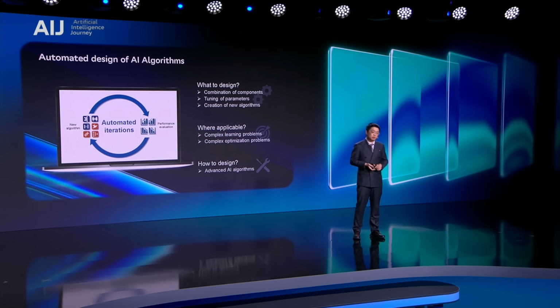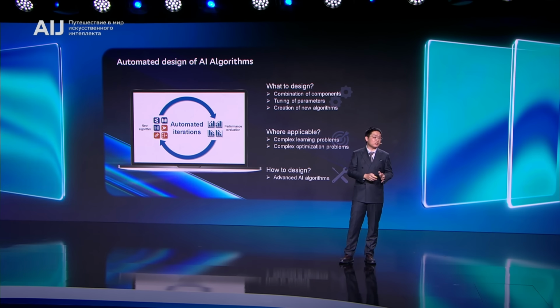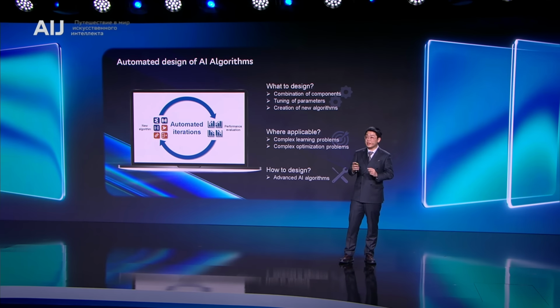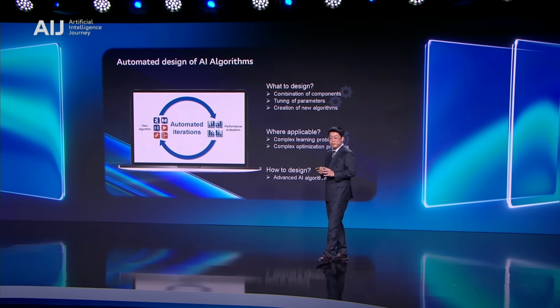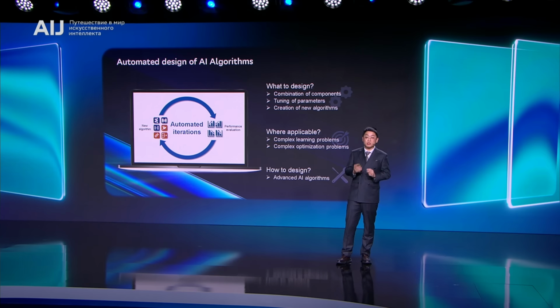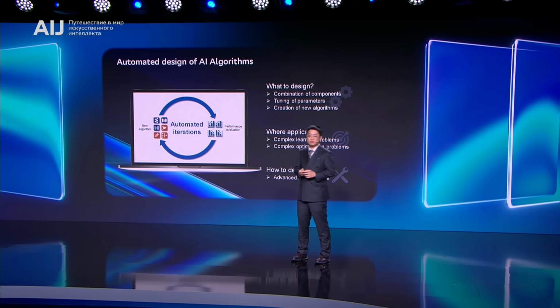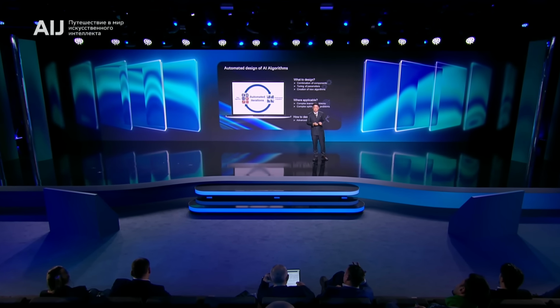So the issue comes to what to design, where it can be used, and how to design. As for what to design, the automated design methods can achieve the combination of components, the tuning of parameters, and the creation of totally new algorithms. As for where it can be used, the automated design methods can customize new evolutionary algorithms for solving optimization problems, and customize new neural networks to solve any learning problems. As for how to design, in fact, the automated design methods are also based on existing AI algorithms. That is, we can use existing AI algorithms to generate more effective and more complex new AI algorithms. AI algorithms can develop and evolve themselves.